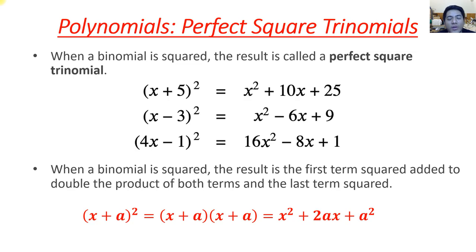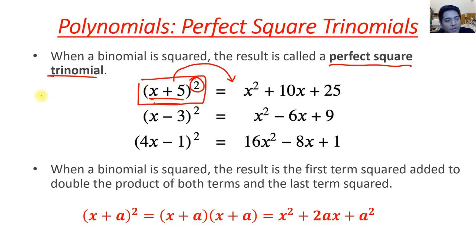Okay? So we also have what we call a perfect square trinomial. This means that we have a binomial that is squared, and it becomes a perfect square trinomial only if we can write it in this form: a plus b raised to 2 is a squared plus 2ab plus b squared. That's a perfect square trinomial.